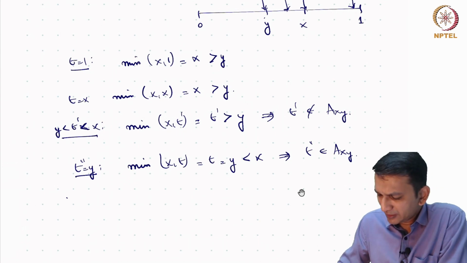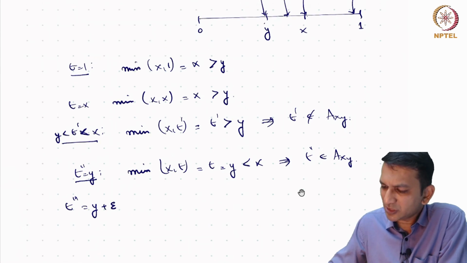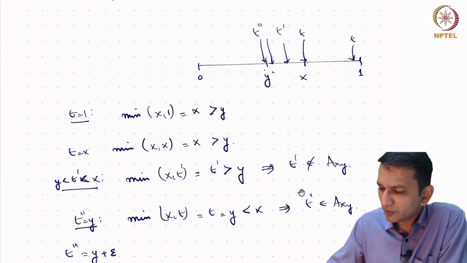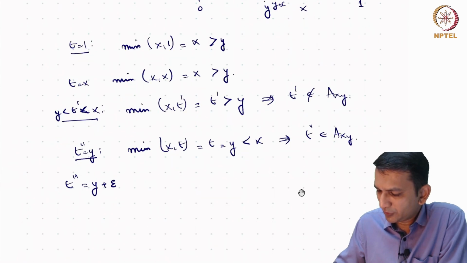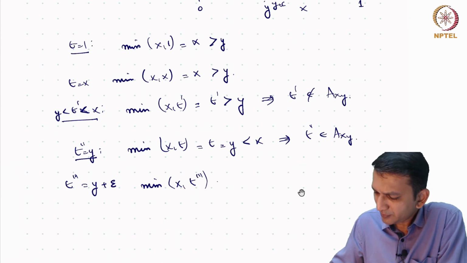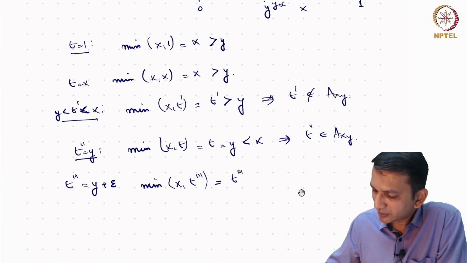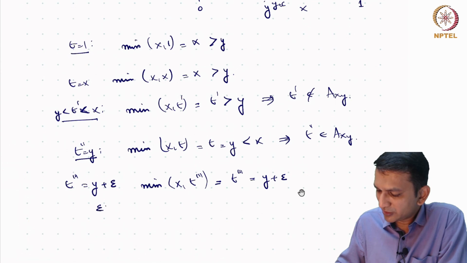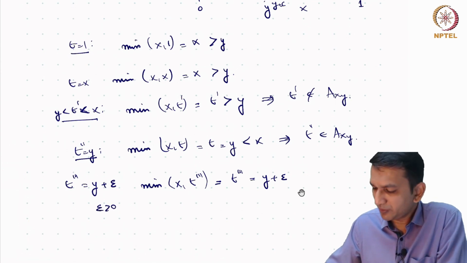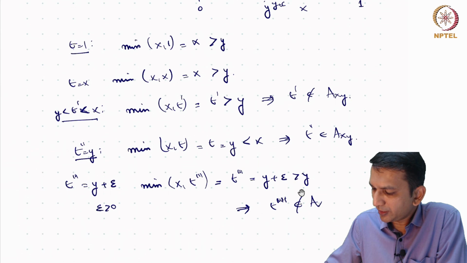What if I take t triple dash as some y plus epsilon? That means it's just marginally above y. Now if you look at this, min of x comma t triple dash is still smaller than x, so it is t triple dash, which is y plus epsilon. Now, since epsilon is definitely greater than 0, however small it may be, this is greater than y. This implies that t triple dash does not belong to Axy.